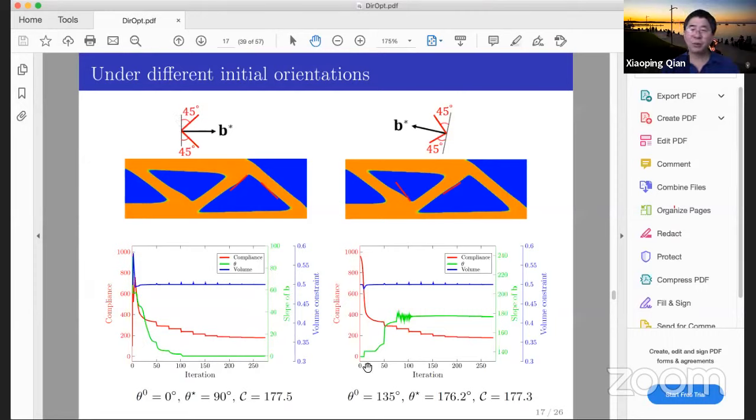Now, if I rotate the initial angle to be 135, this is a design slightly different from this one. Keep in mind, although the topology is the same, the build orientation is very different. One is built from this side up, and this one goes this way up. As you can see, this part can also be built with the base plate here. The cost function is about the same. As you can see, this is a convergence of angle, compliance, and volume constraint.